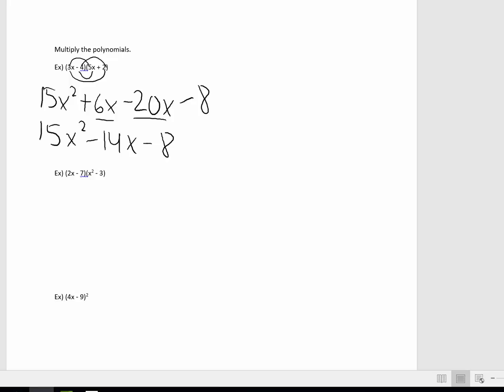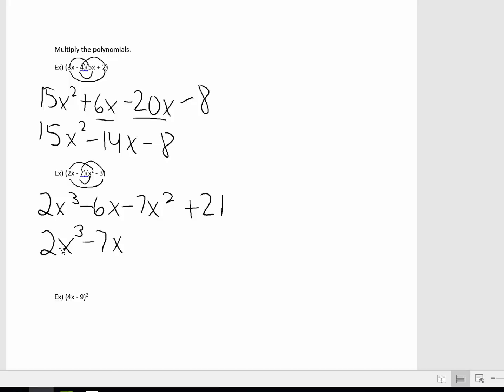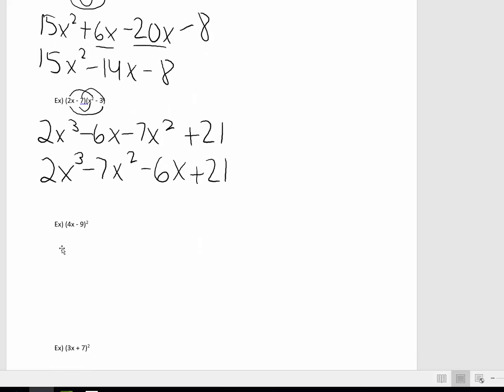Okay, so now let's multiply this binomial times this binomial. So again, I'll use the FOIL method here. So this gives me 2x cubed minus 6x minus 7x squared. Negative 7 times a negative 3 is a positive 21. Now, there are no like terms, but I'm going to rewrite it in descending order. And this problem is done. So let's scroll down.